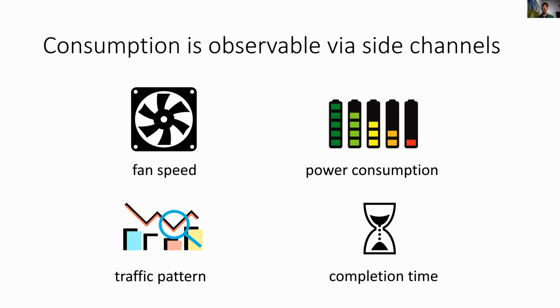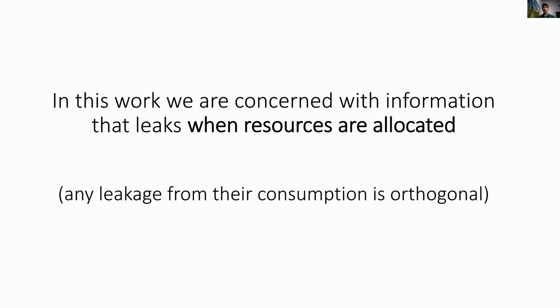All of these side channels are fairly well known, and we have defenses to address them, including things like padding requests, using constant time operations, accessing memory using oblivious RAM, and so on. In this work, however, we are not concerned with the information that leaks when resources are consumed. In other words, the previous side channels that I just showed you are orthogonal to the goals of this project. Instead, we are interested in the information that leaks when resources are allocated, which is an event that happens before the consumption of the resources takes place.